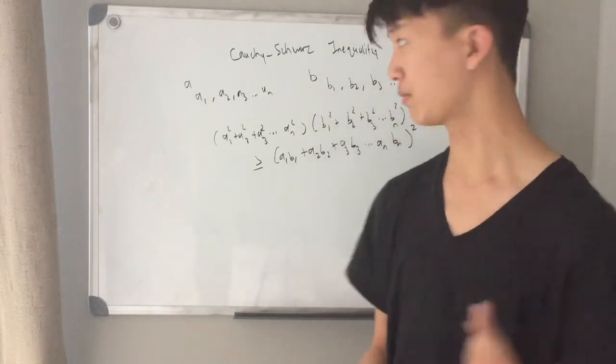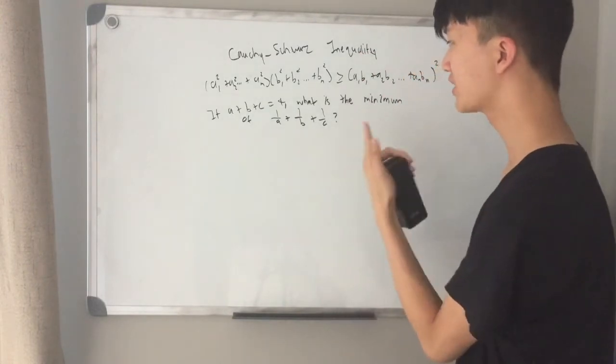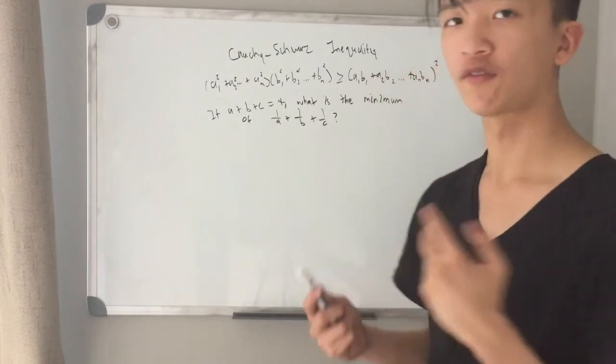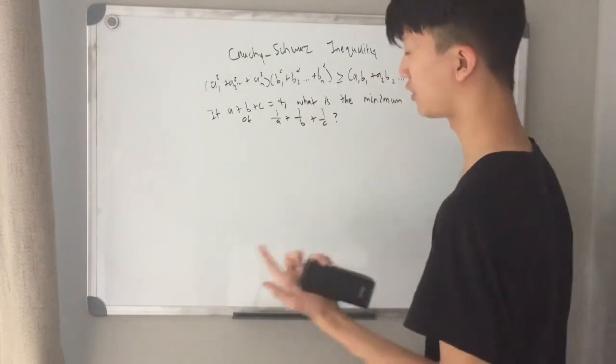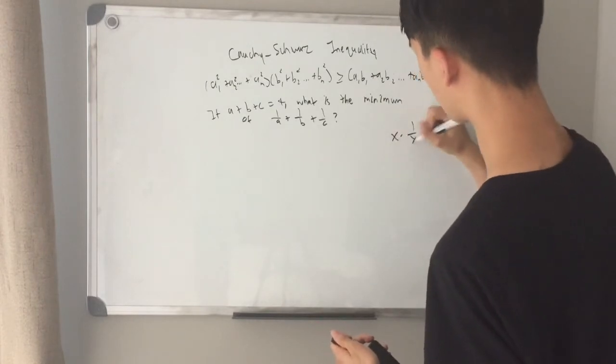Now let me show you an example of this inequality. If a plus b plus c is equal to 4, what is the minimum value of 1 over a plus 1 over b plus 1 over c? Well, at first, the application of Cauchy-Schwarz is not very obvious, but after some thought, notice that x times 1 over x is equal to 1.